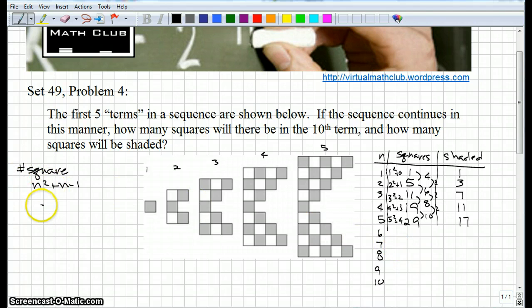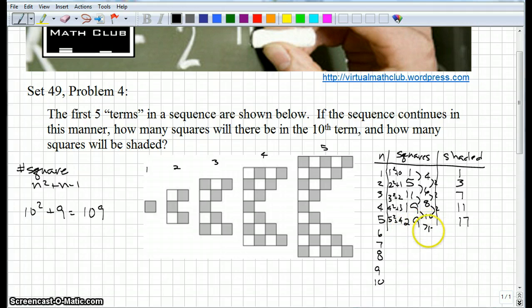So we can do it either way. First of all, let's see. If we had 10, the 10th figure would be essentially 10 squared plus 9, which is 109. Okay, that's by using this equation. And this way we'd get what?